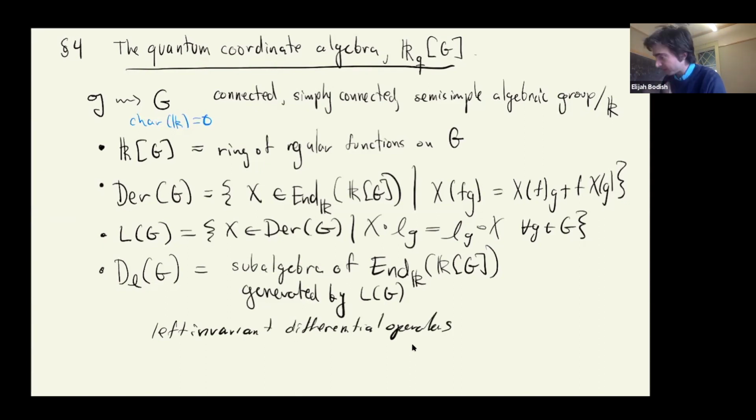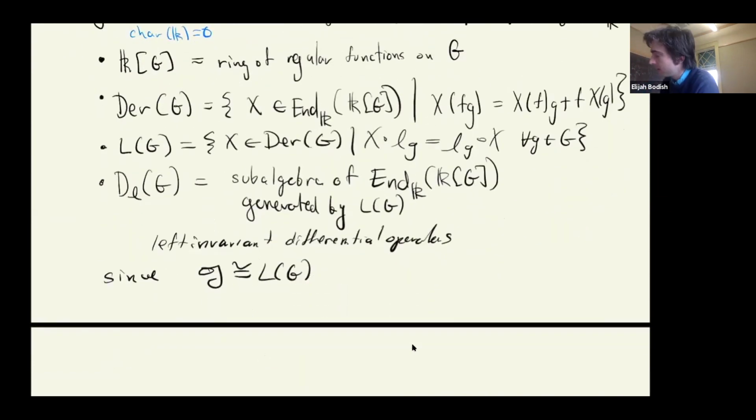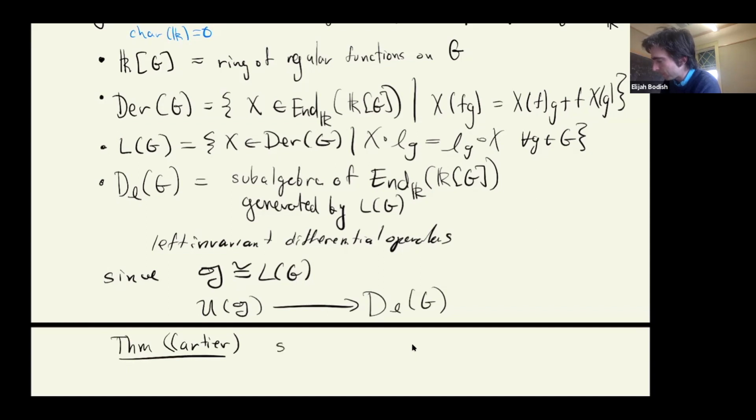And basically because my Lie algebra is isomorphic to this Lie algebra of left invariant derivations, I get an algebra homomorphism from U(g) to the left invariant differential operators on G. And because of the assumption that the characteristic of K is 0, it's a theorem of Cartier that this is an isomorphism.